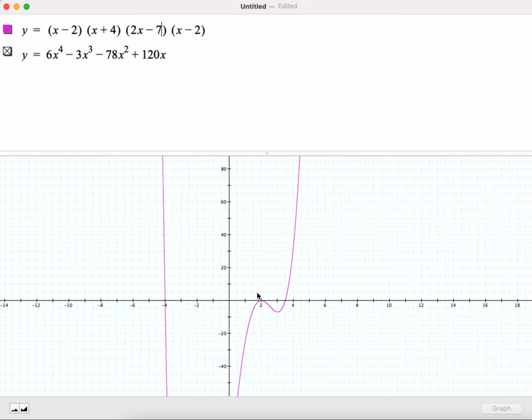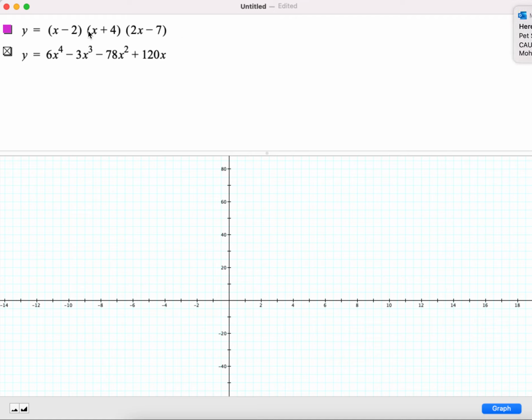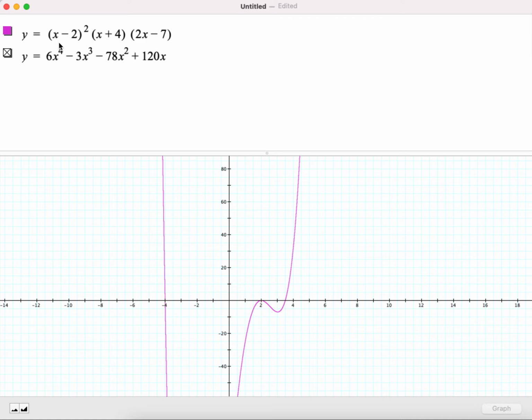It still has a 0 at 2, but you see, right near that 0, it's a different behavior, because if it's in there twice, it's like x minus 2 squared. That could be written as just x minus 2 squared. That's the same thing. And so it behaves like an x minus 2 squared. It behaves like a squared function around there. So it's got a 0 at 2, but like a parabola, it just touches that thing and goes back down. That's behaving like an x squared at that 0.